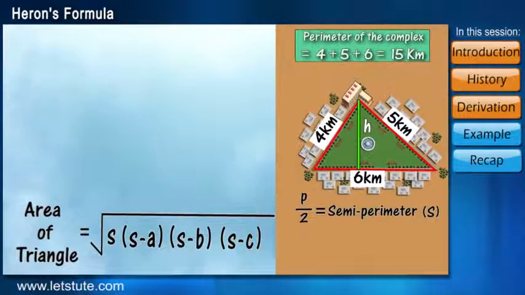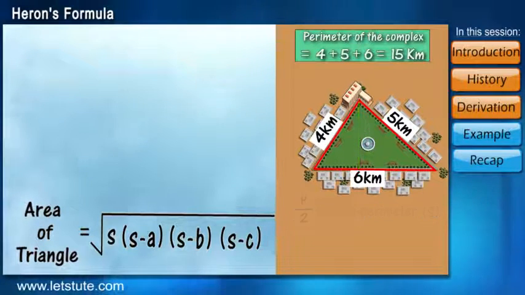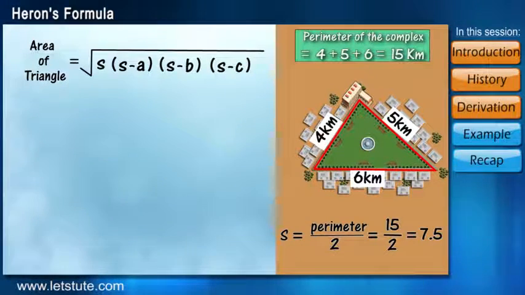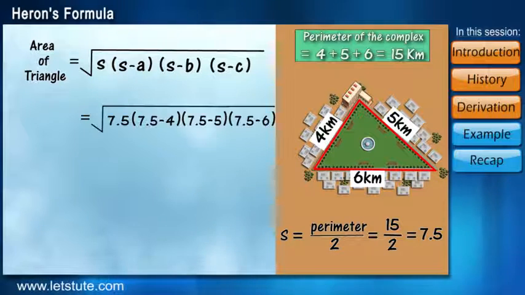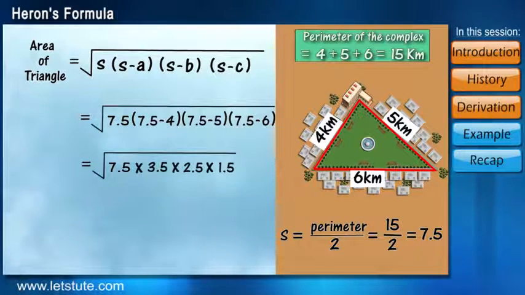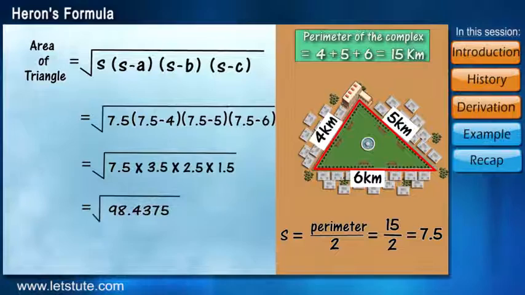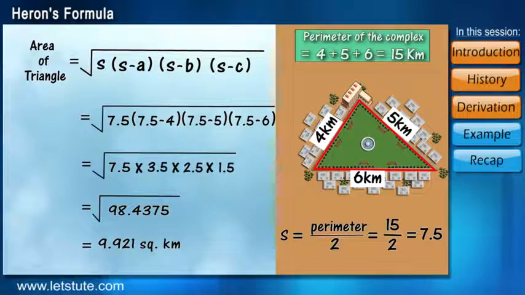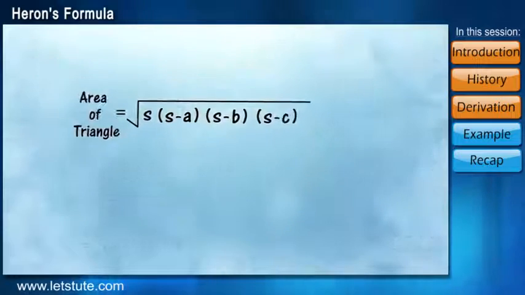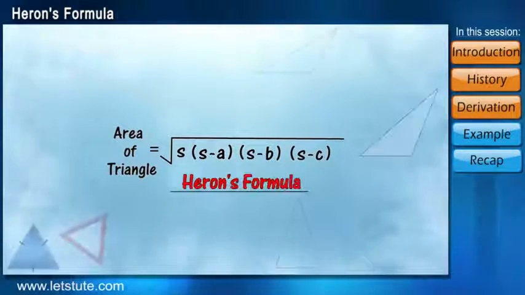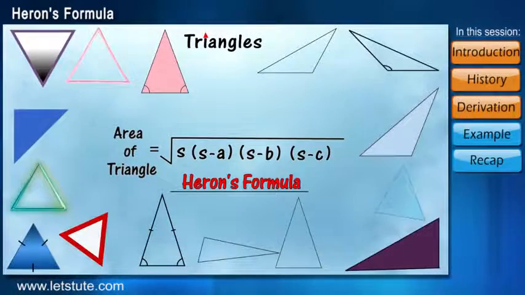So here, we do not need the value of height and now we can find the area of the complex with the sides 4, 5 and 6 kilometers. So the area of the complex comes around 9.921 square kilometers. Now this formula is used for all the types of triangles to calculate the area if the value of the sides are given.